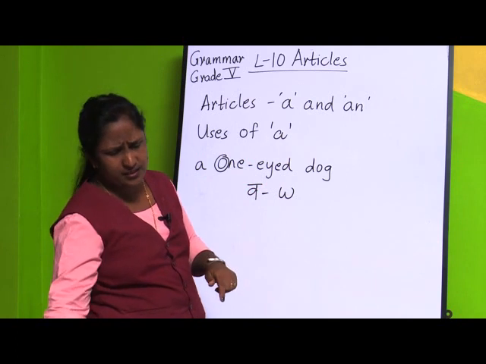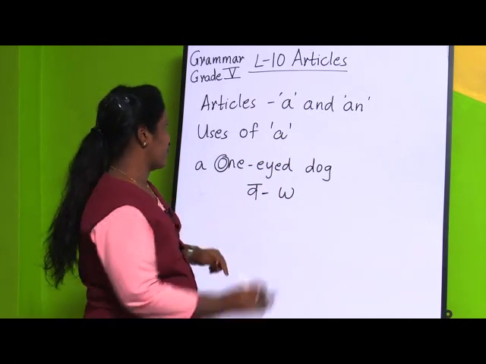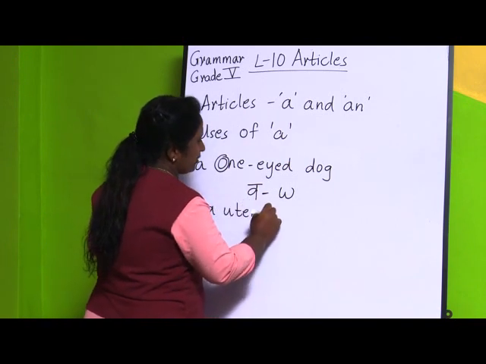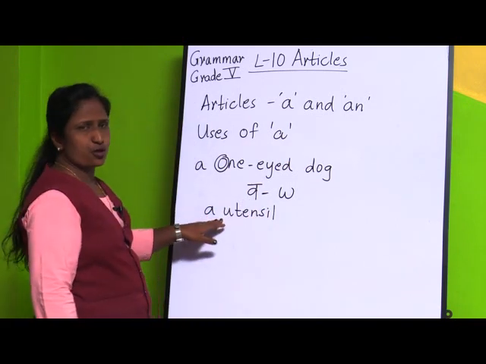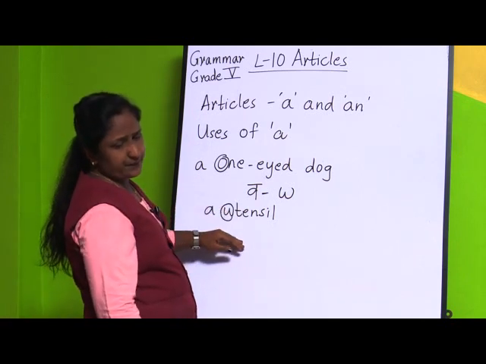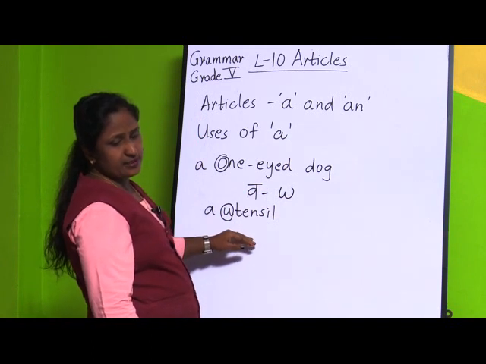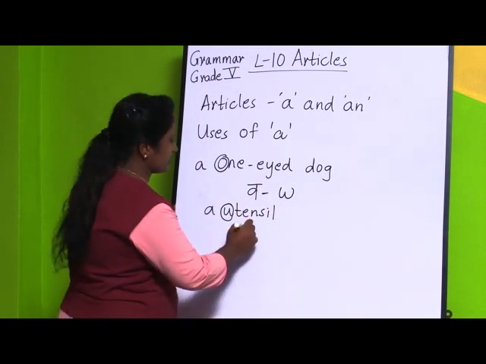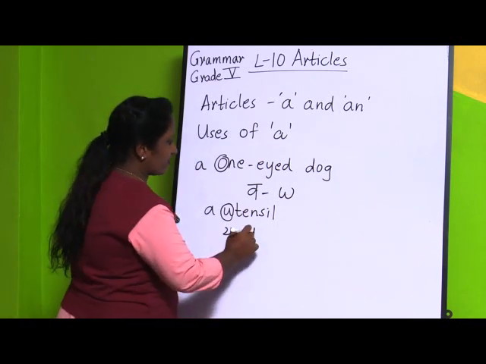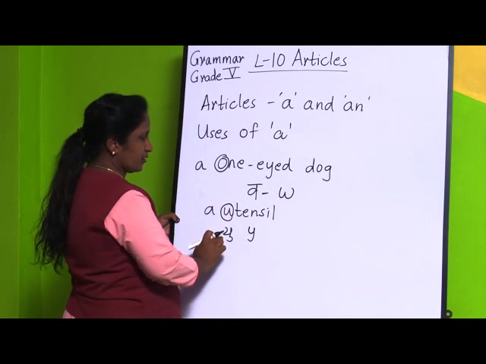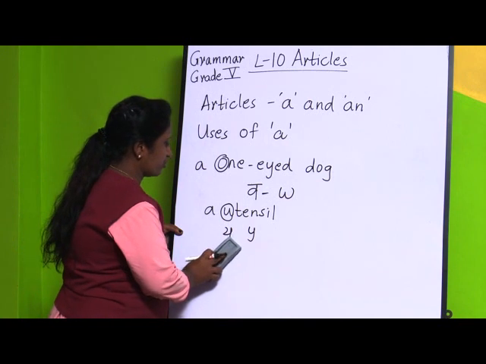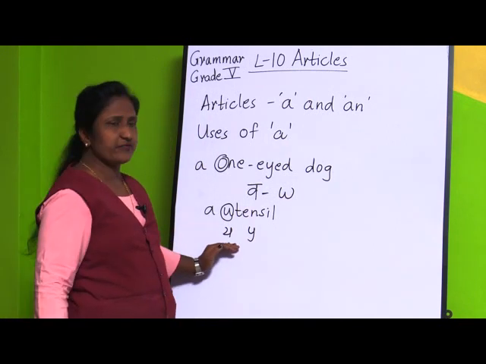And again, we write a utensil. One more example: a utensil. Here also U is a vowel. But U in utensil is pronounced as Y-U, so it starts with the Y sound. In Marathi it is Y, and in English the sound is Y.